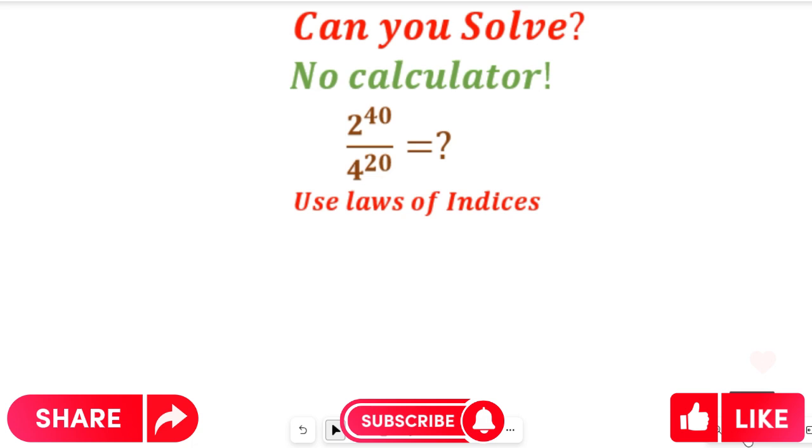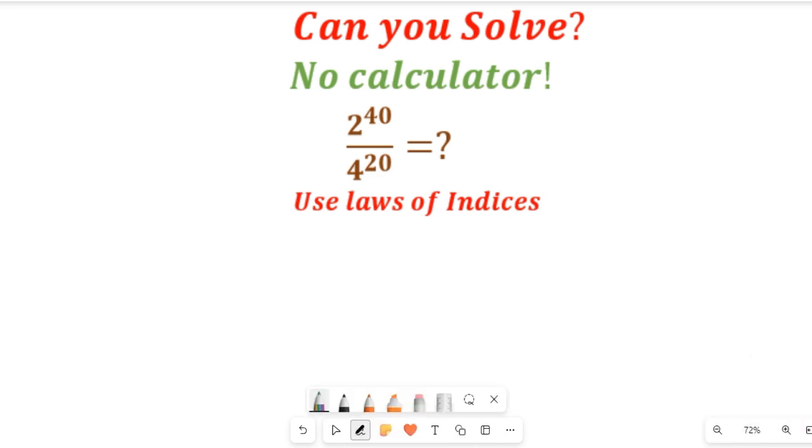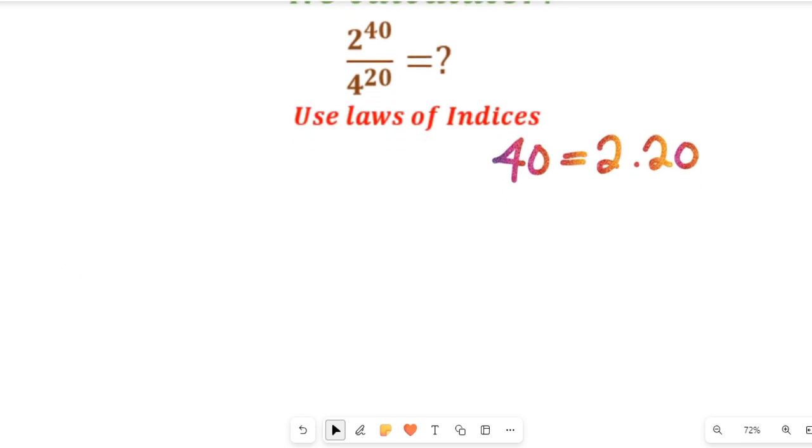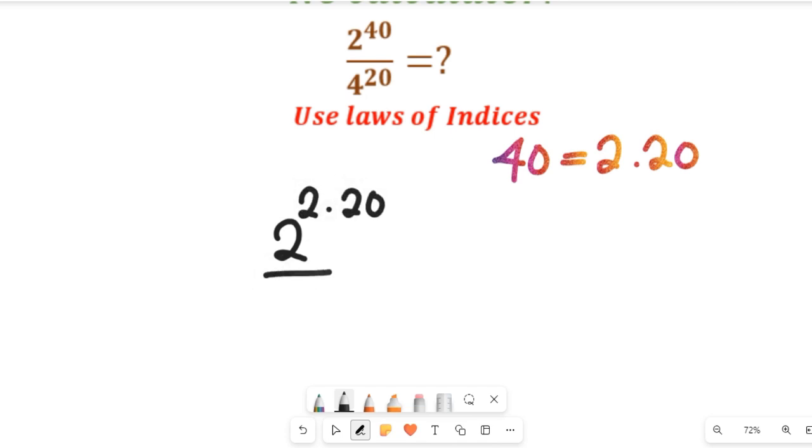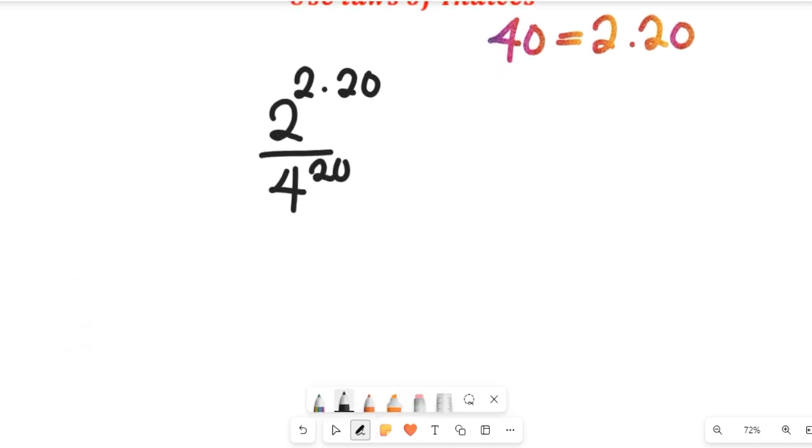Now let's get started. Before we get started, I want you to note that 40 from the numerator can be equal to 2 multiplied by 20, right? Great. So that means we can replace 40 in the numerator with 2 multiplied by 20. And that will now make the question 2 to the power of 2 multiplied by 20, divided by 4 to the power of 20. Great. Now, how do the laws of indices come in here?